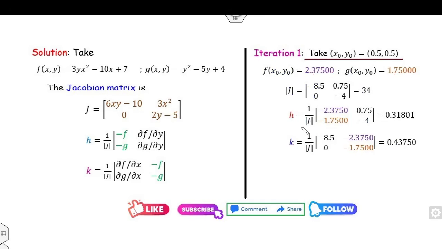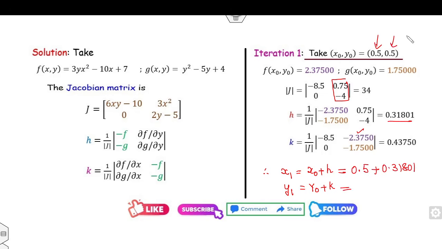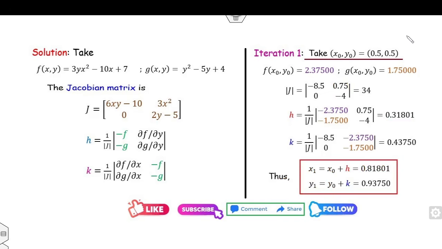Similarly, now you can find the value of k. I can replace the second column of J with minus f and minus g. Hence, the new value of x1 is x0 plus h, and the value of y1 is y0 plus k. x0 is 0.5, h is 0.31801. Similarly, y0 is 0.5 and k is 0.43750. Now clearly say up to 3 decimal places, they are not exactly the same.